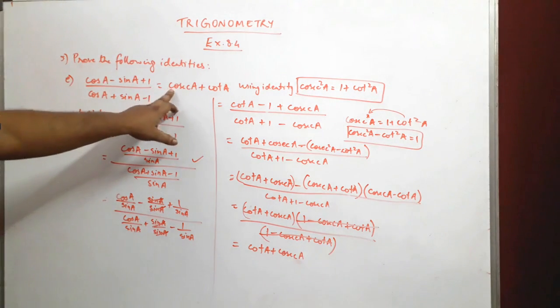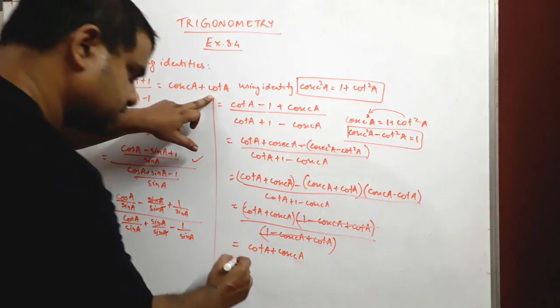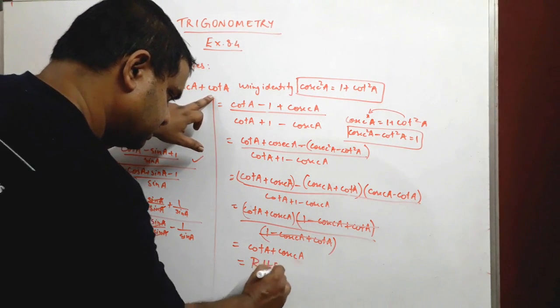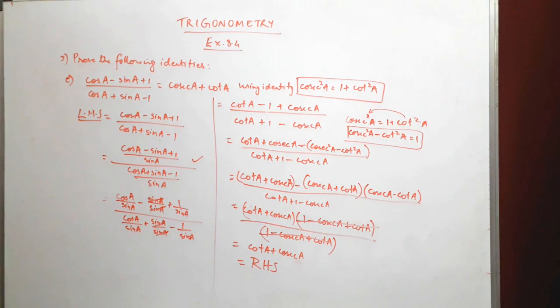What we needed in the right hand side, cosec a plus cot a. So this is equal to RHS. Okay, so finished proving it.